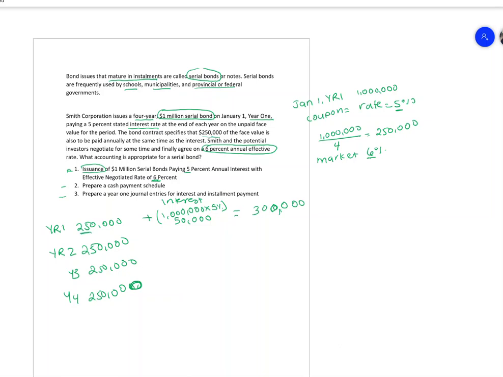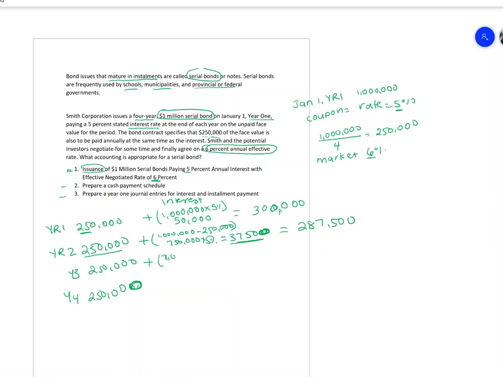We're making a principal payment of 250,000 each year, so we have to calculate the interest. The face value of the bond was 1 million. We already made a payment of 250,000 at the end of the year, so we're left with 750,000. Multiply by the 5%, and that will be your interest, 37,500. Altogether, I made a payment of 250,000 plus the interest, a total of 287,500. Then you go to your year 3.